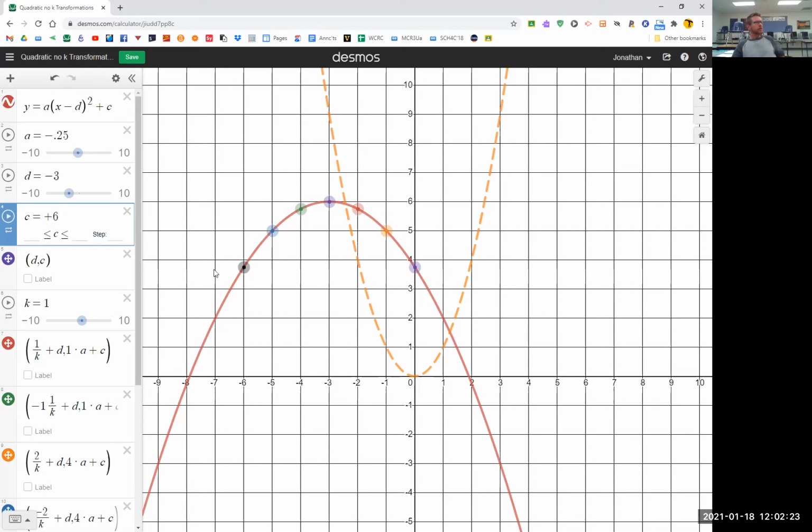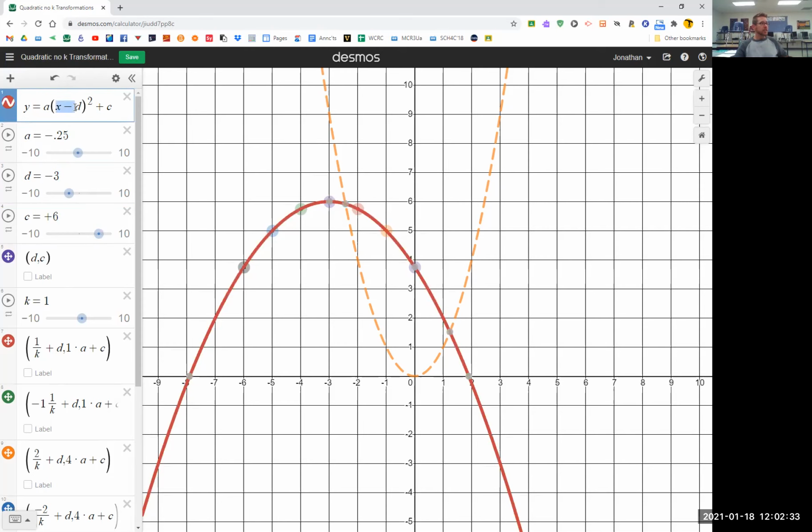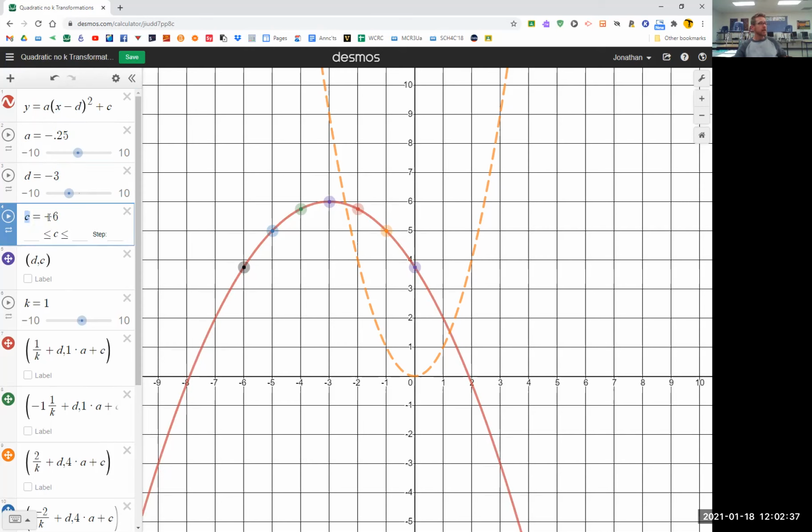So I want to point out, what did I plug in here? I plugged in that A equals -1/4. I had to put it as a decimal. D in this case is -3. -3 gave me an x plus 3 here because the pattern is x minus D, and then the C being plus 6.